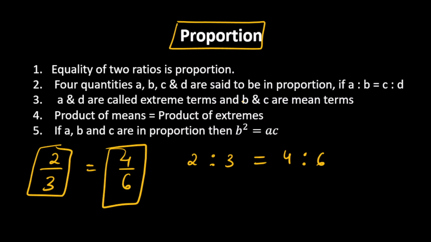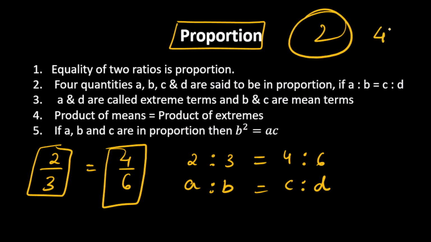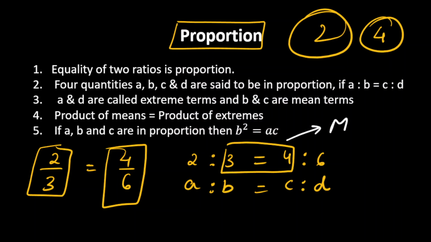So in proportion we have 4 quantities. You can see this is A, this is B, this is C and this is D. In ratio we had 2 quantities, in proportion we have 4 quantities. The middle ones are known as means. Middle also from M and mean also from M, so you can remember middle ones are means.